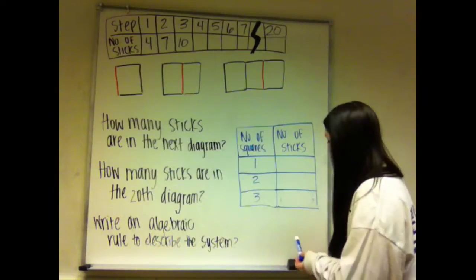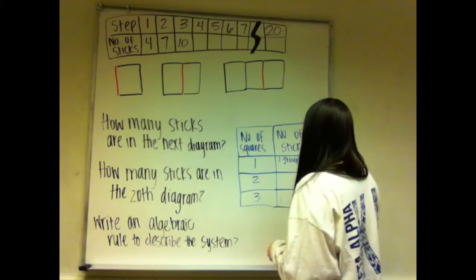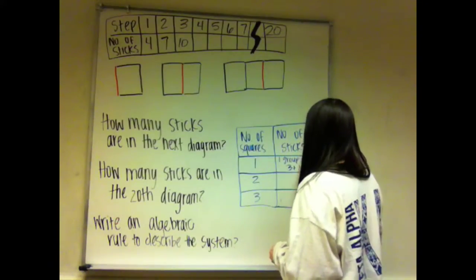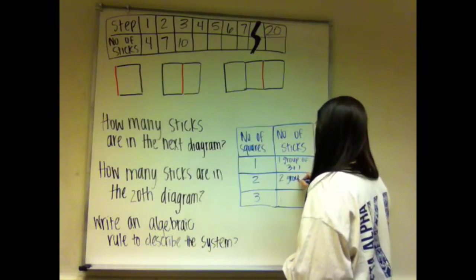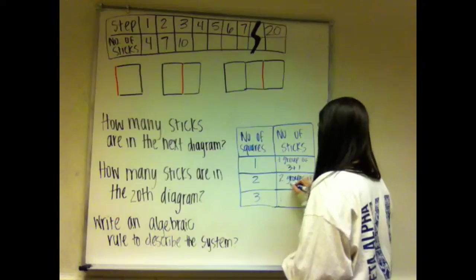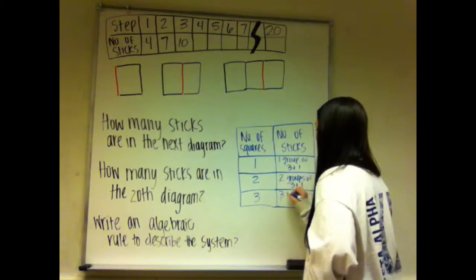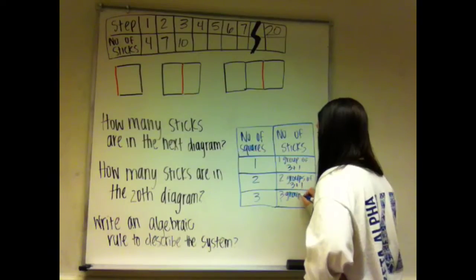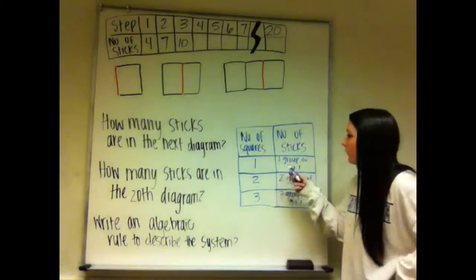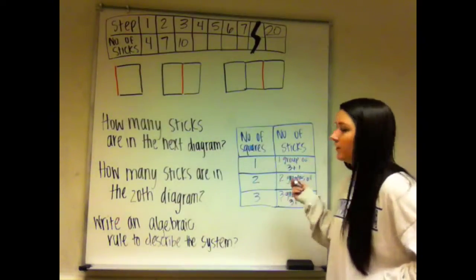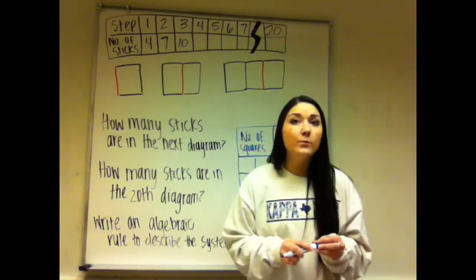And we're going to do 1 group of 3 plus 1. And there are 2 squares, so 2 groups of 3 plus 1. And then 3 squares is 3 groups of 3 plus 1. And when it's saying 1 group of 3, 2 groups of 3, 3 groups of 3, that's saying multiplication. So we can change it one more time.